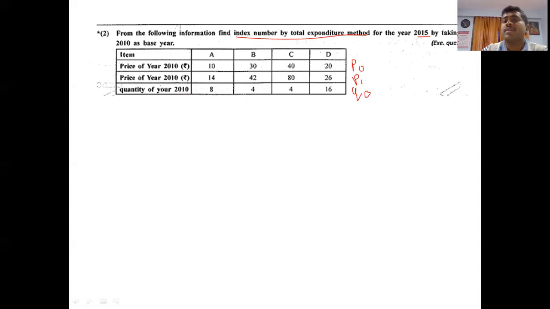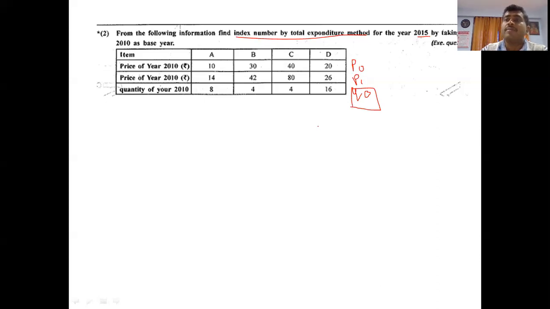So now you can see the most important information is this one, Q0. So as per the formula, what is the formula we can use? That is total expenditure method is equal to sigma P1Q0 upon sigma P0Q0 into 100. So which are the two columns we have to prepare? Yes, first is P1Q0 and second is P0Q0.